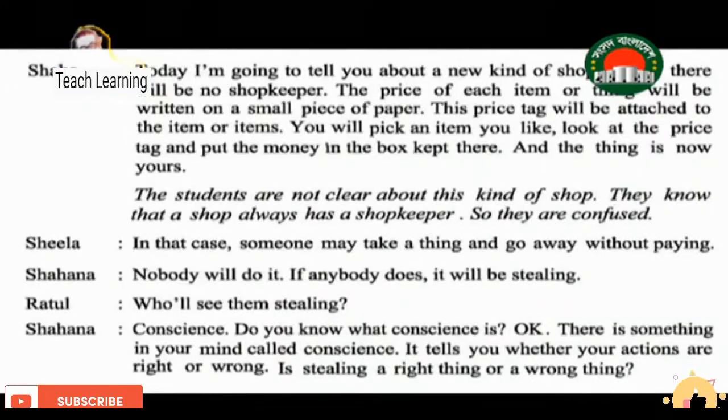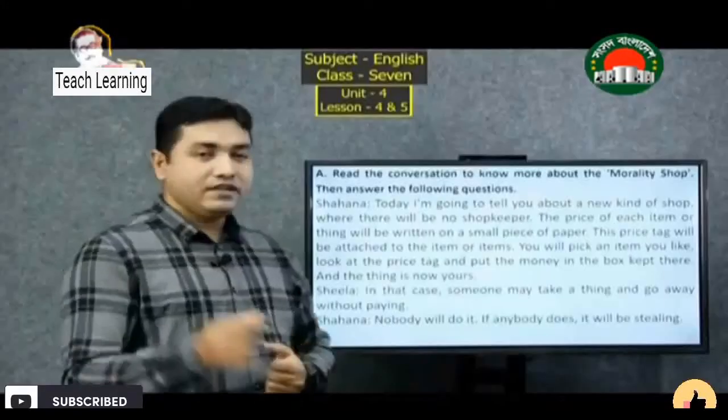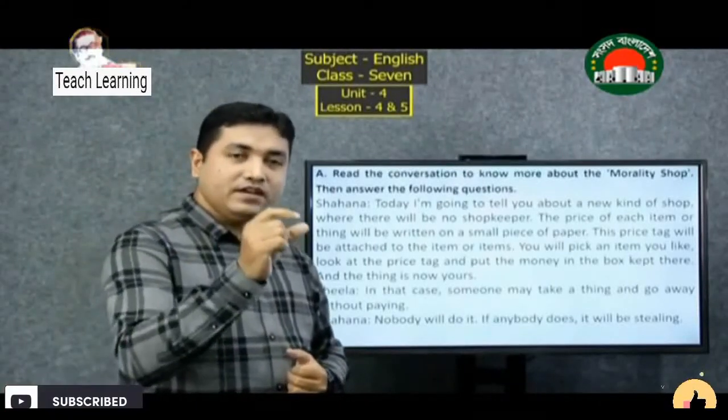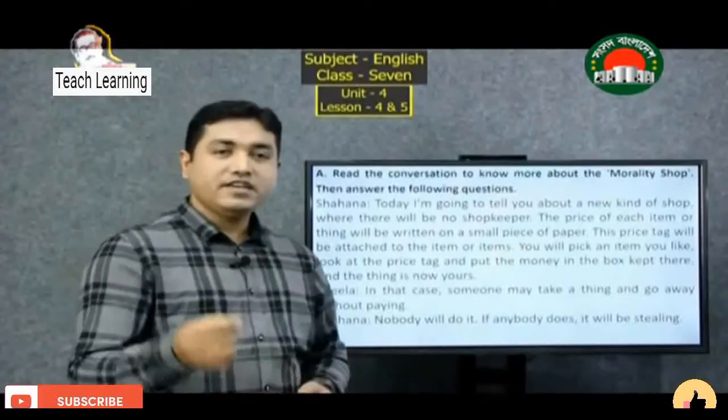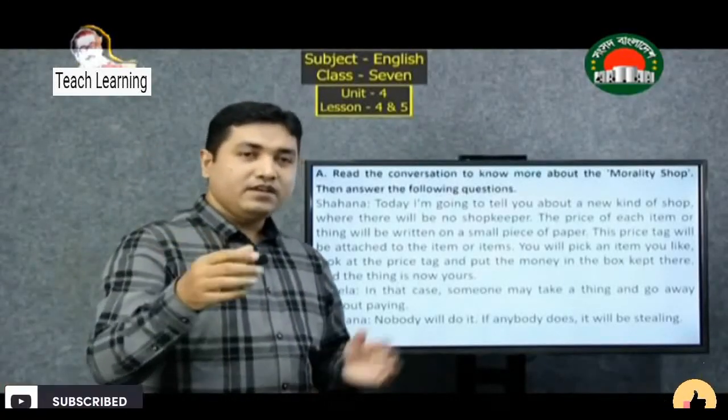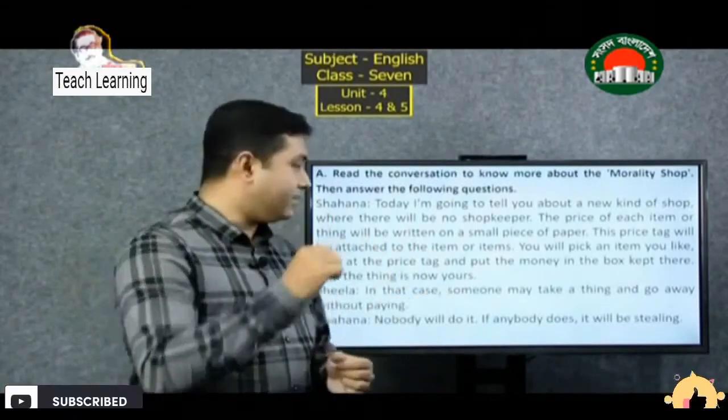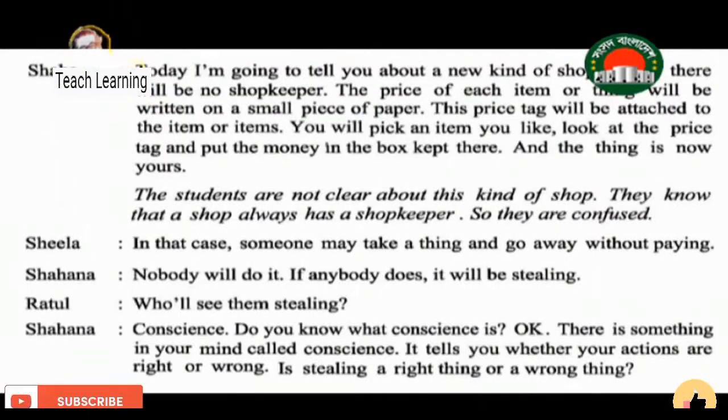This price tag will be attached to the item. You will pick any item you like. Look at the price tag, then put the money in the box kept there. And the thing is now yours. Whenever you have put the money in the box, the thing is yours.